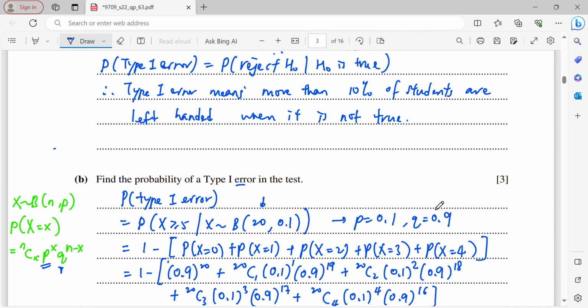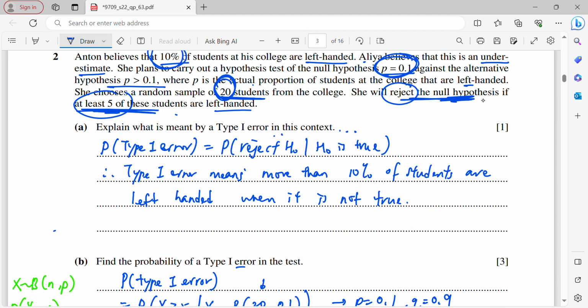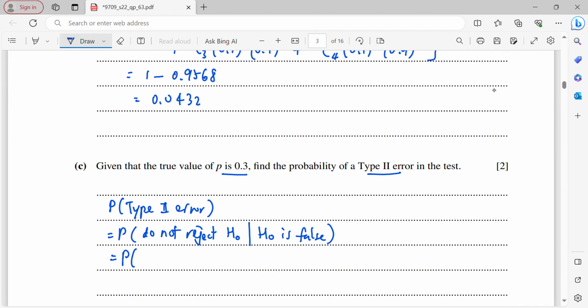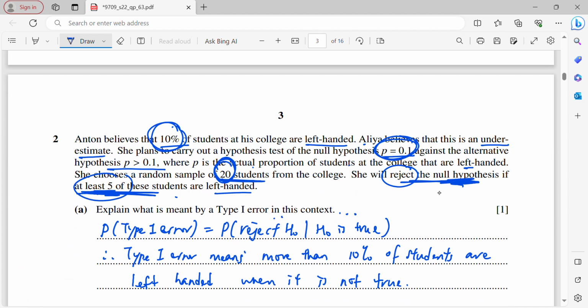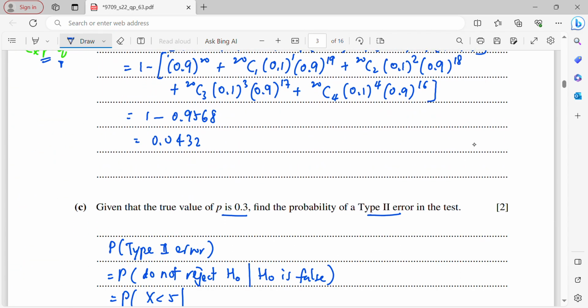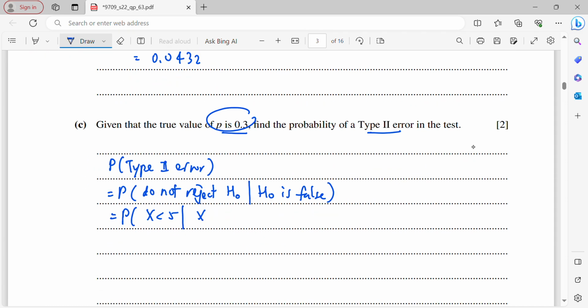Look at here. When we reject H naught means at least 5. Do not reject H naught means less than 5. Okay, the x is less than 5. Now H naught is false. H naught is false means that you cannot take p equals 0.1. That's why you are given p equals 0.3. Alright, so it is still binomially distributed with n is 20. The p is going to be 0.3 now.